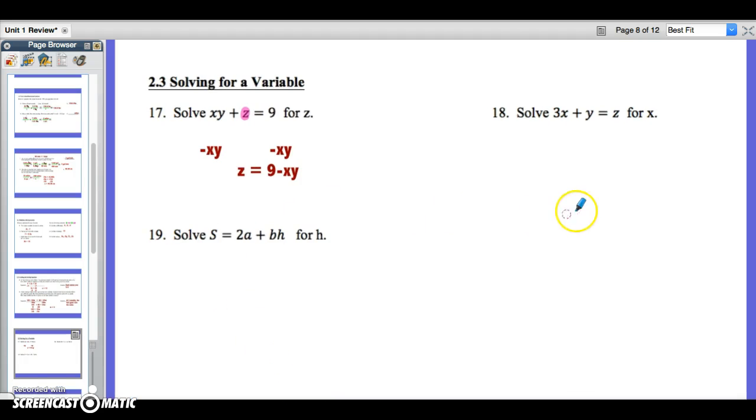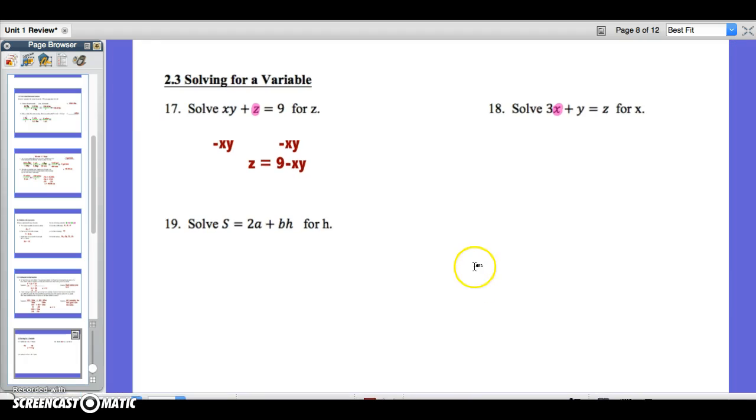Okay, number 18, we'll go over here. Solve for x. So we're solving for this x term. I have two steps involved here. Before I can worry about the 3, do not worry about the 3 first. I need to think about this plus y. What is the inverse to adding y? That's subtracting y. So I need to subtract y from both sides of the equal sign.